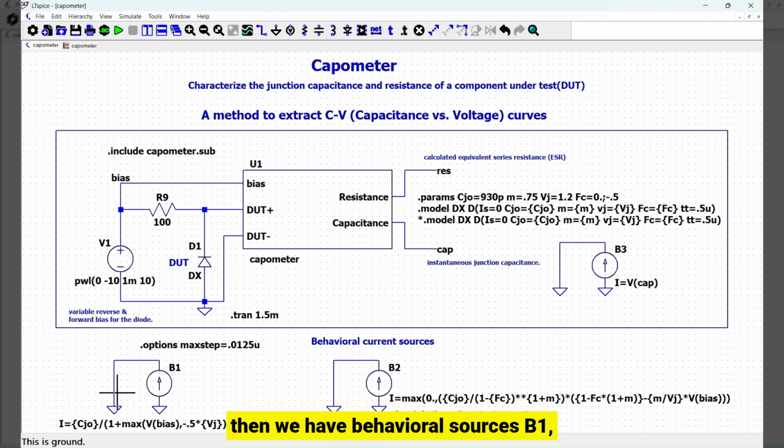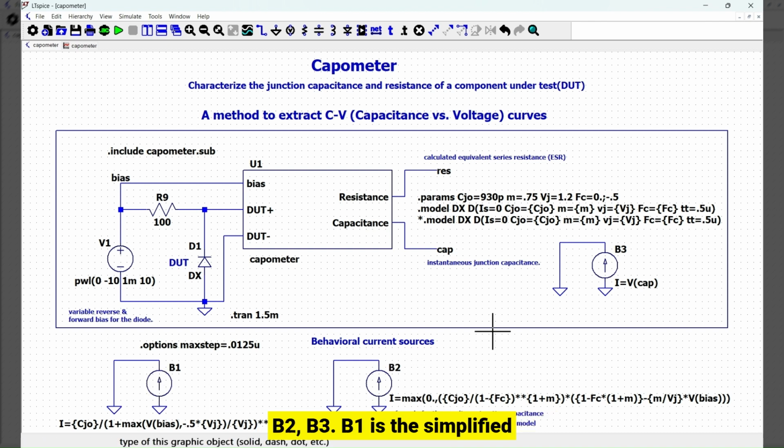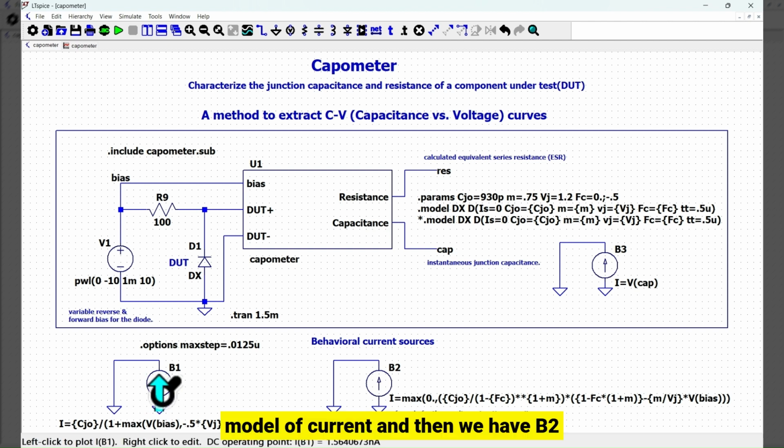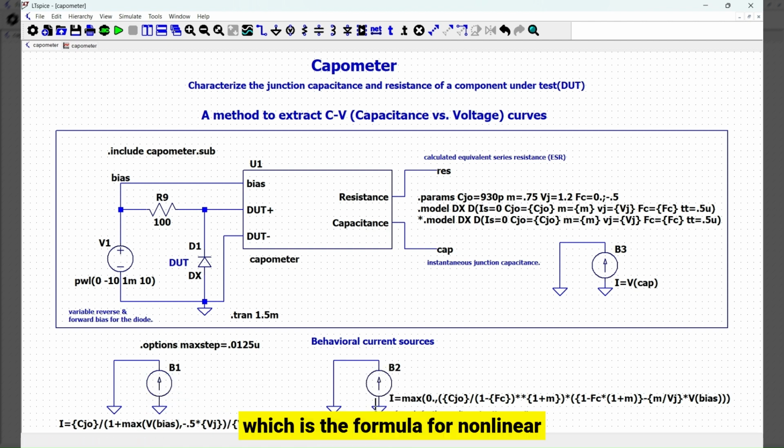And then we have behavioral sources B1, B2, B3. B1 is the simplified model of current, and then we have B2, which is the formula for nonlinear junction capacitance. You can search it and you will find it. This is the formula for nonlinear junction capacitance. Also it represents the standard SPICE depletion capacitance model with this formula. And then we have B3, which is measuring the current across this capacitor. And now we will see the graphs of the circuit.